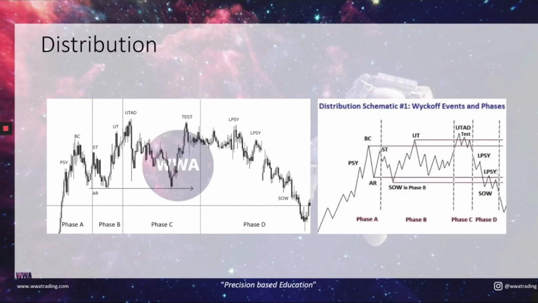The same applies for distribution. On the right we have a schematic in theory, and on the left we have a real life example, and you can see how very closely it is linked to what is dictated in theory. And again, if you were to understand at which point in the market cycle you were, you would be able to capitalize on a whole position trade.